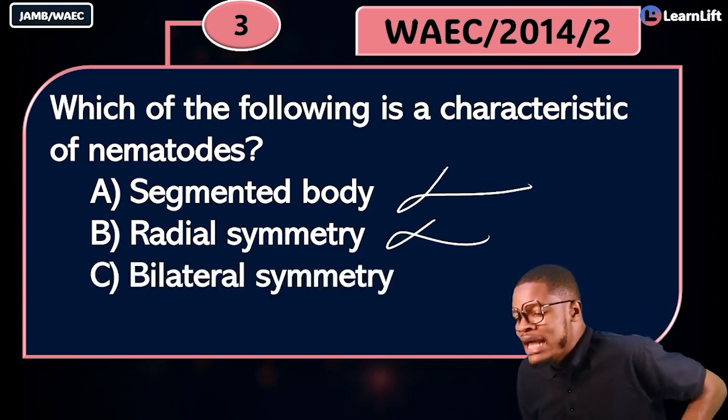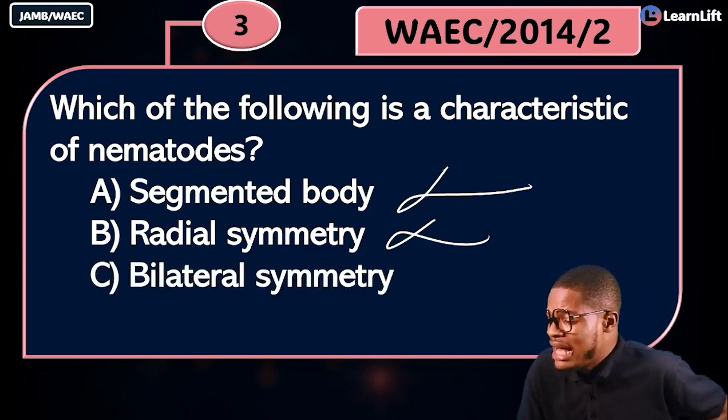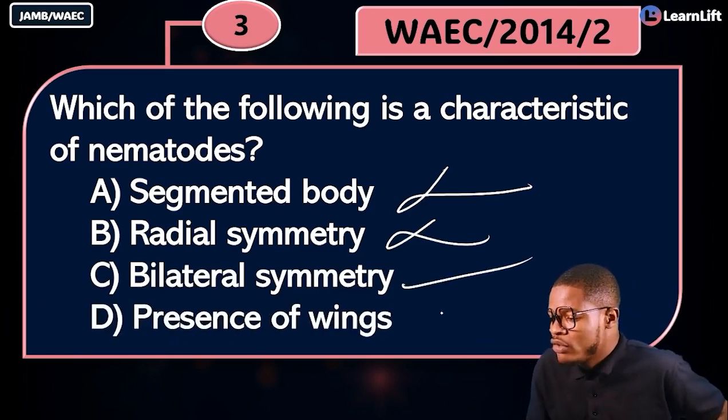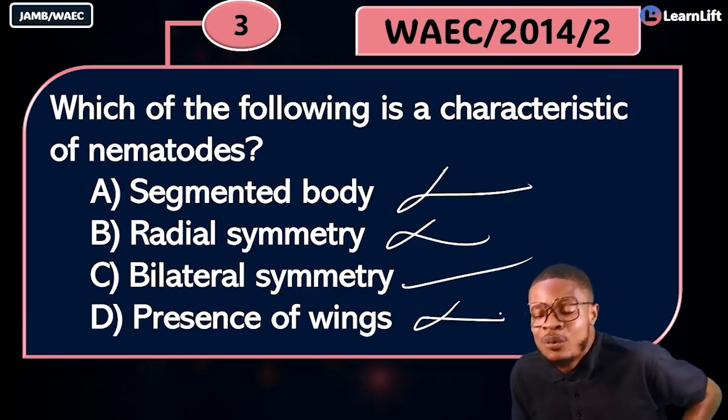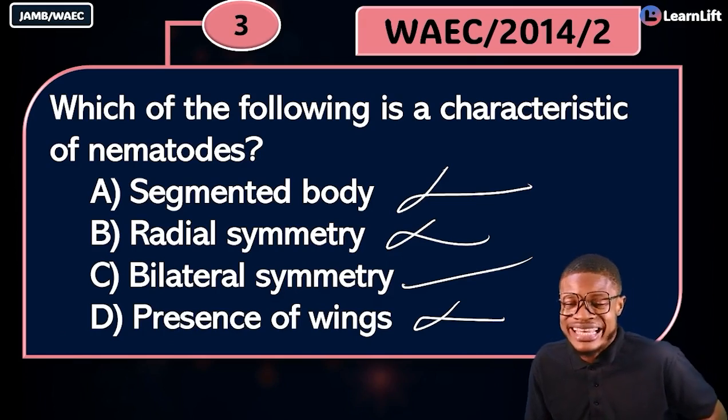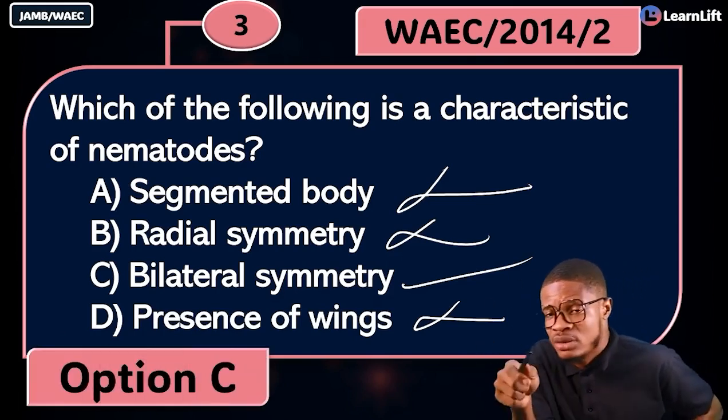Option C says nematodes are bilaterally symmetrical. You are correct. Bilateral symmetry. Yes, that's true. Option D is presence of wings. Which ones have wings? You have entered your Insecta. Are you getting it now? Insecta. So what is the correct answer there? Option C, bilateral symmetry, is the answer.